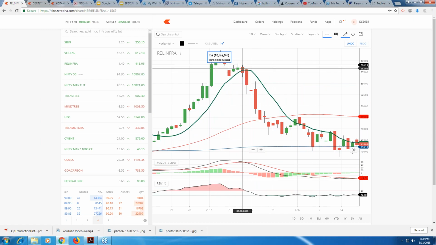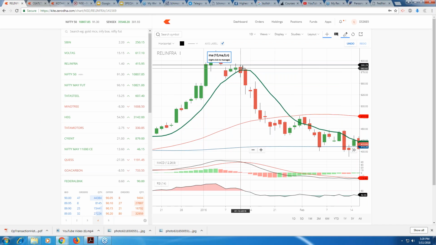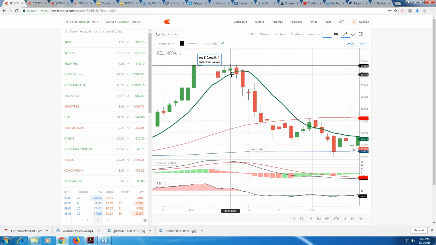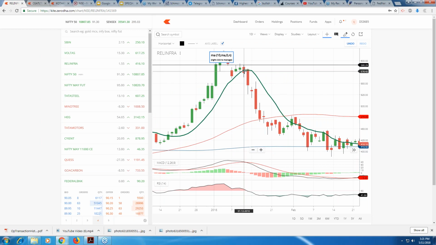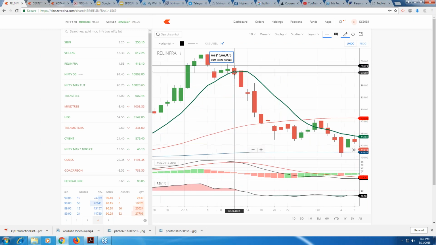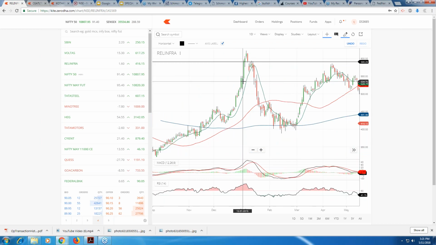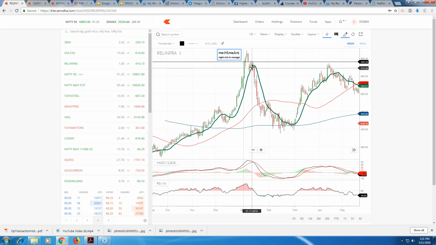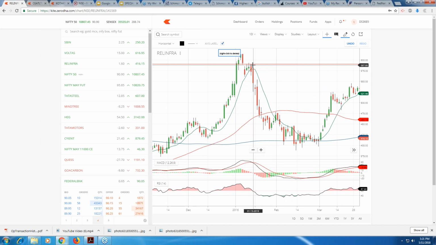This candle of 12th of January 2016 is our entry point for a sell side trade, right? And see how beautifully the trade has come down. From the value of 590, it has come down to a value of 411, right? It's a huge amount of profit that you have.